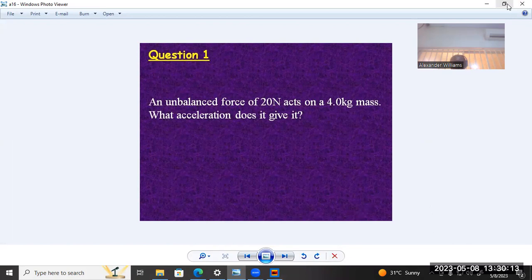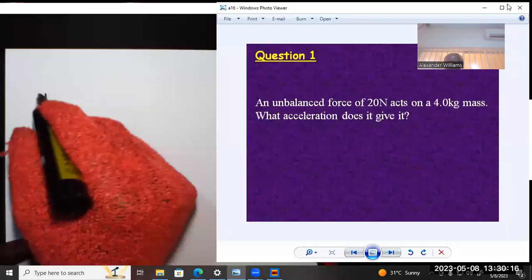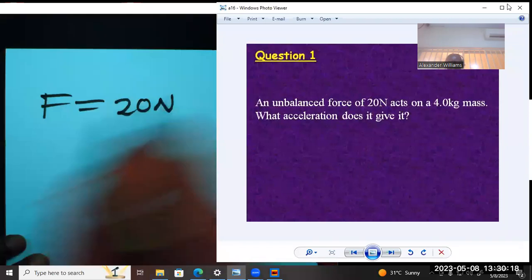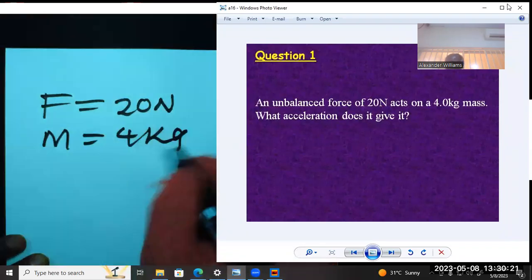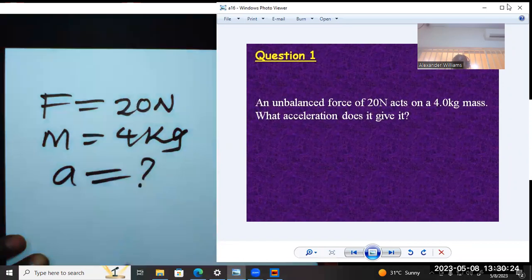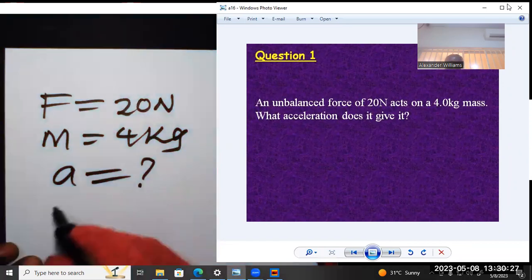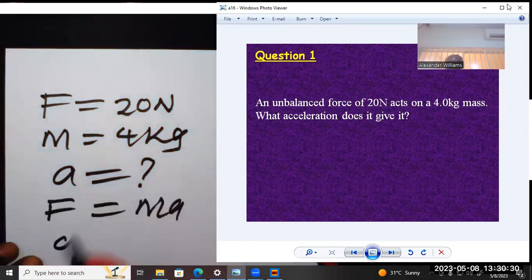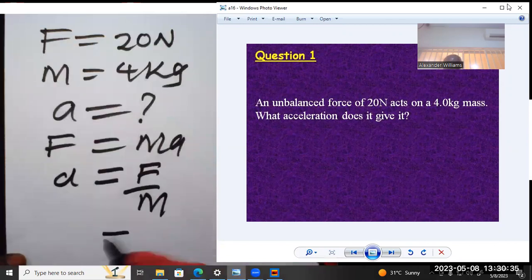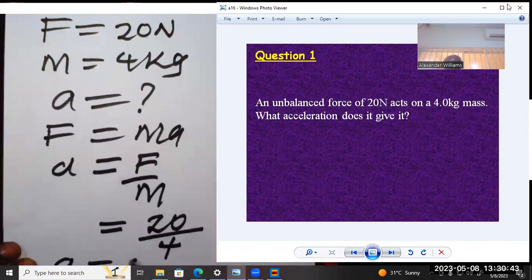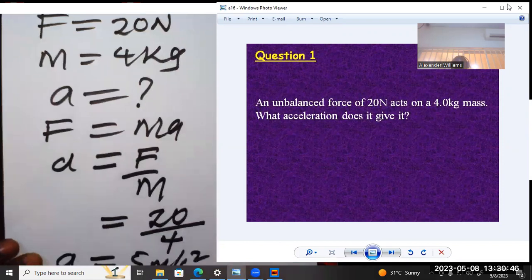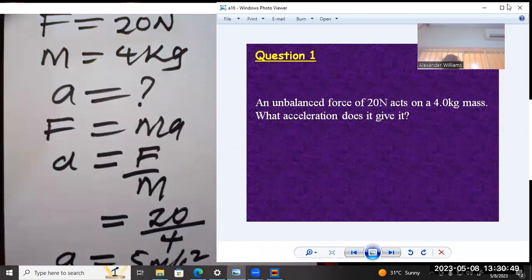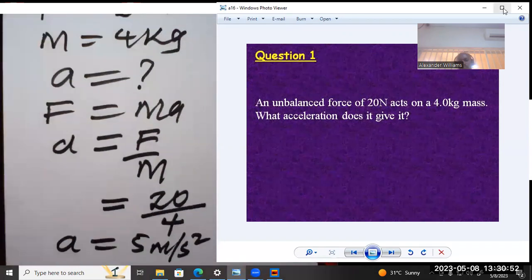In this question, the force given to us is 20 Newton, and the mass is 4 kilograms. We're asked to find the acceleration. Remember Newton's second law says that force is ma. We are looking for the acceleration, which is force over mass. Substituting the values, 20 divided by 4 gives us an acceleration of 5 meters per second squared. Kelvin, you say you have that value? Yeah, that's right. It's good.